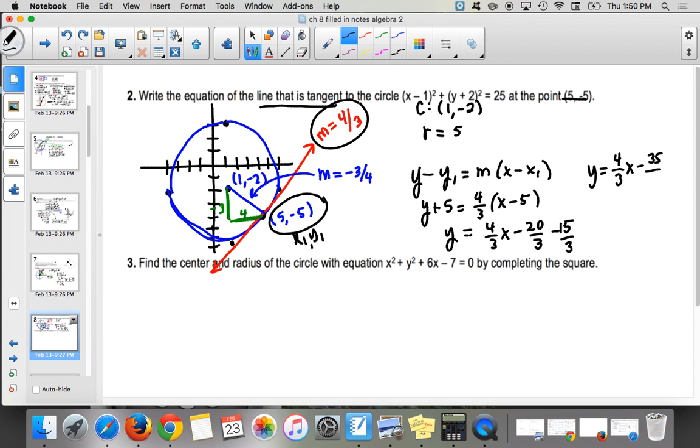Did you guys have that? You could also get it with the y equals mx plus b. It's the same thing.